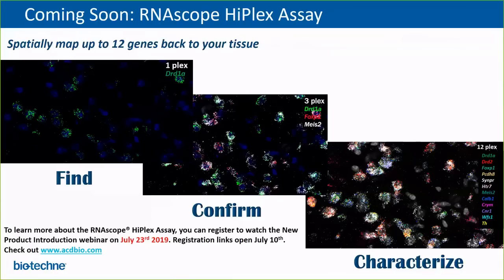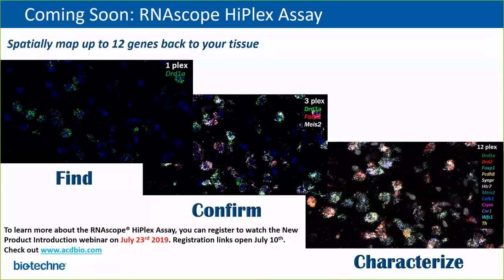With the multiplexing capabilities of this assay, researchers can now find the population of cells by using a cell-specific marker. For instance, here we're showing DRD1, a marker for medium spiny neurons in the mouse striatum. You can confirm your single-cell RNA sequencing results by simultaneous detection of additional gene expression targets, such as DRD1 positive cells that express FOXP1 and MEIS2, as visualized here in the mouse striatum.